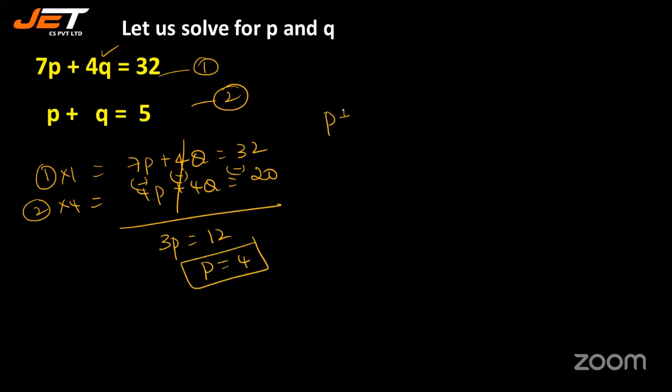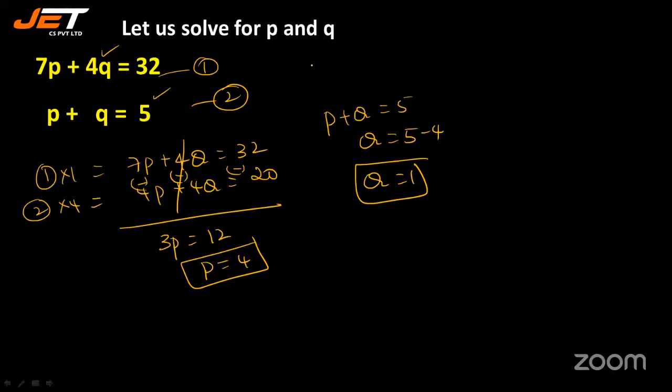Right? So now p plus q is 5. q is equal to 5 minus 4. So q is 1. So 4 plus 1 is 5. Right? So this is how you check your answers. Please do check the answers as and when you complete it. All right. So with this, our today's class comes to an end.